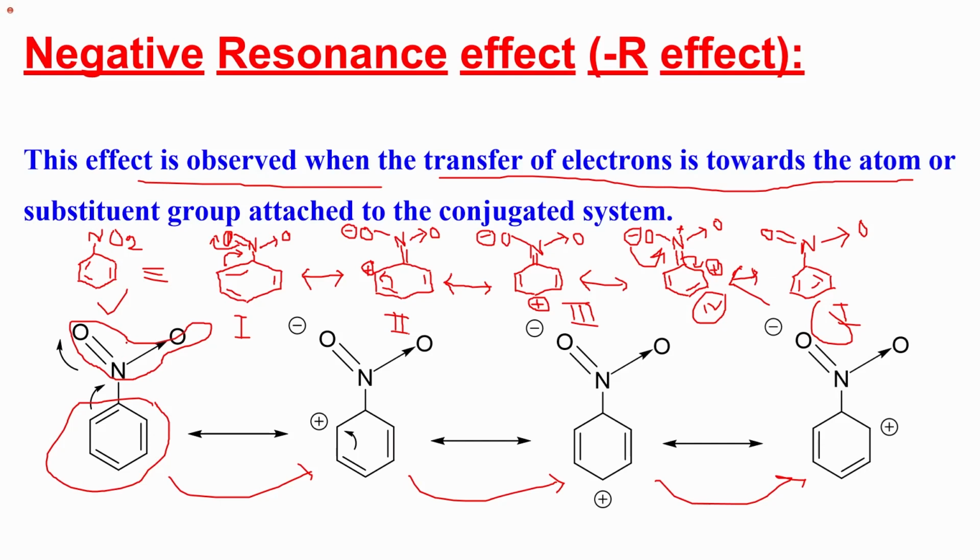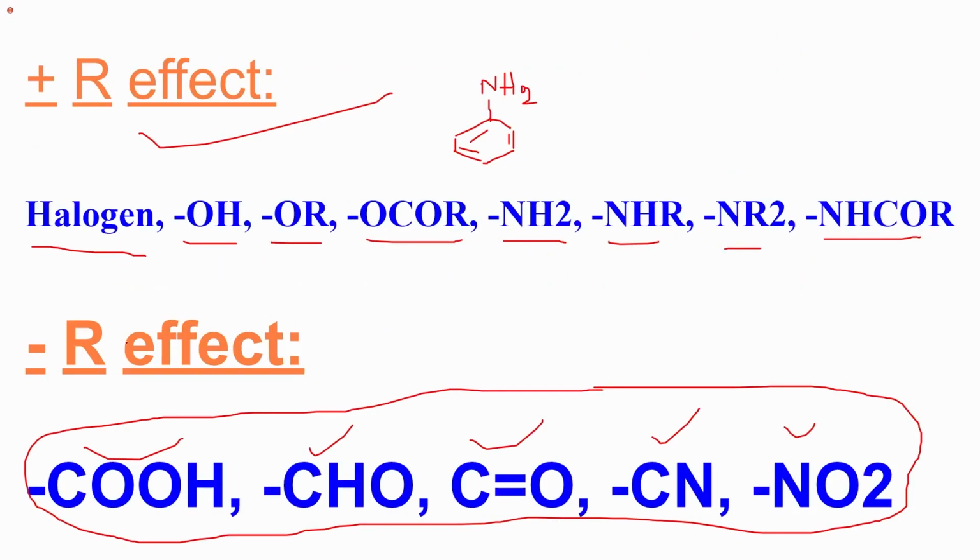Okay, pulling towards itself. So that's why in the aromatic system there is a generation of positive charge. So the whole process is called the negative resonance effect. And what kind of groups show the positive R effect and the negative R effect?